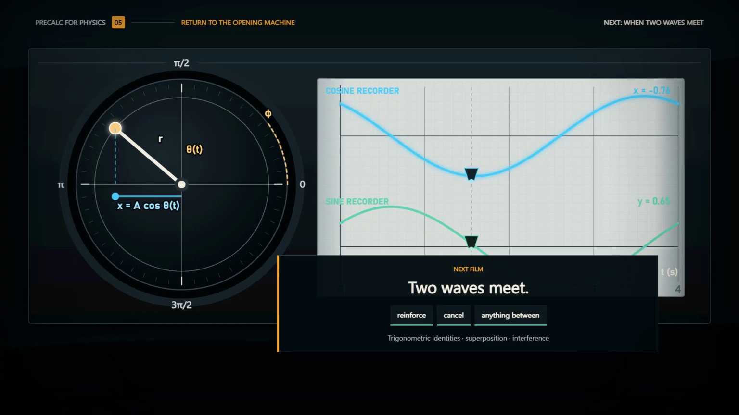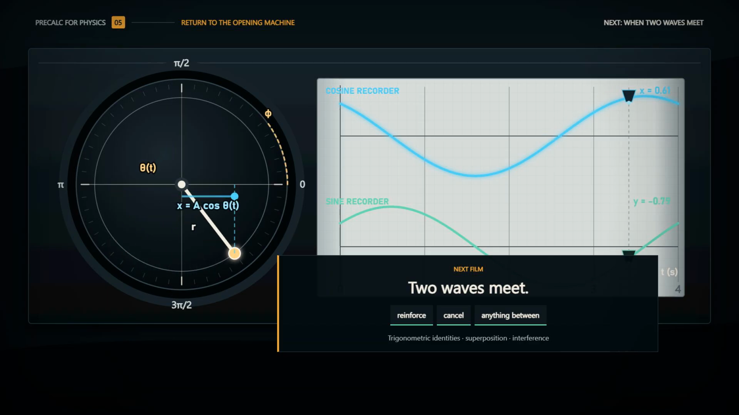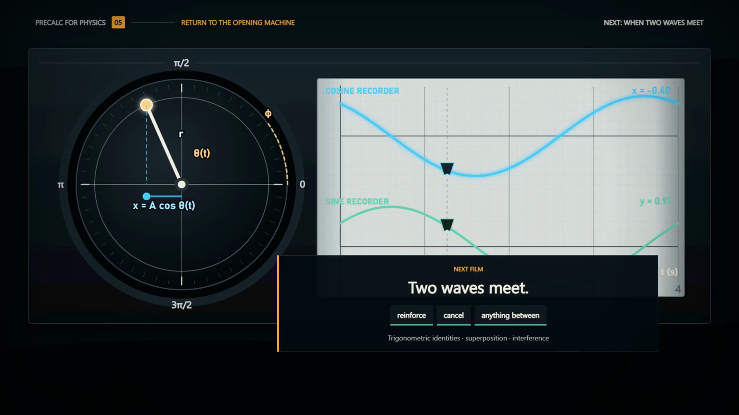Next, we will let two waves meet. Their phases can make them reinforce, cancel, or produce something in between. That question will lead us to trigonometric identities, superposition, and the mathematics of interference.